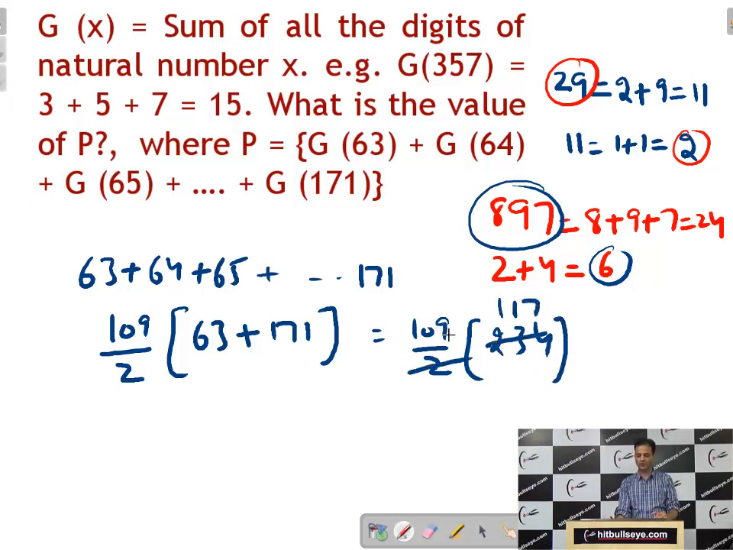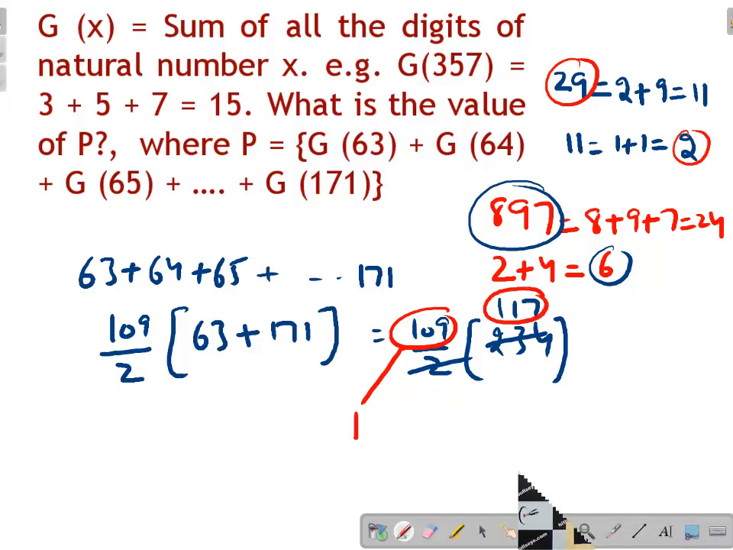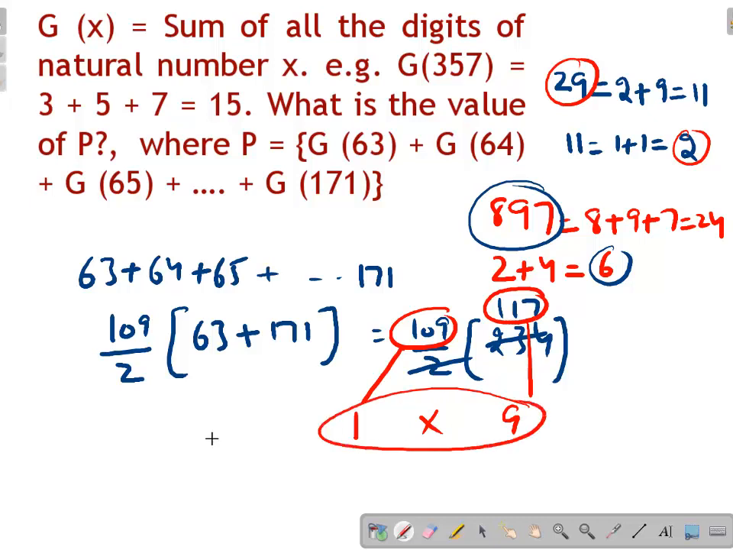Now what is the digital root of 109, students? Digital root of 109 will be 1 plus 9 is 10, which is 1, and digital root of 117 will be equal to 9. So multiply 1 into 9 will be 9. So that means the digital root for the question should be 9.